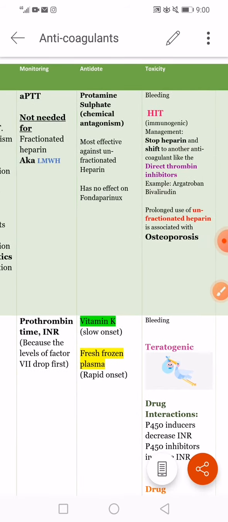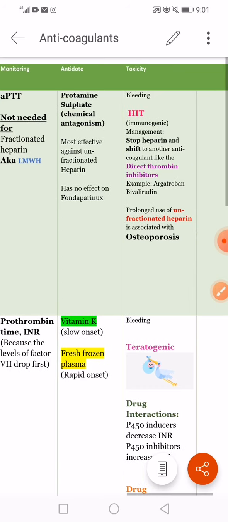So what happens if too much heparin is given accidentally? For example, if it was unfractionated heparin and therapeutic monitoring was not carried out properly, and there was overdose of heparin and over anticoagulation, what would you do? You would basically prescribe protamine sulfate, which is a molecule you might have already encountered in general pharmacology, because this is an example of chemical antagonism.